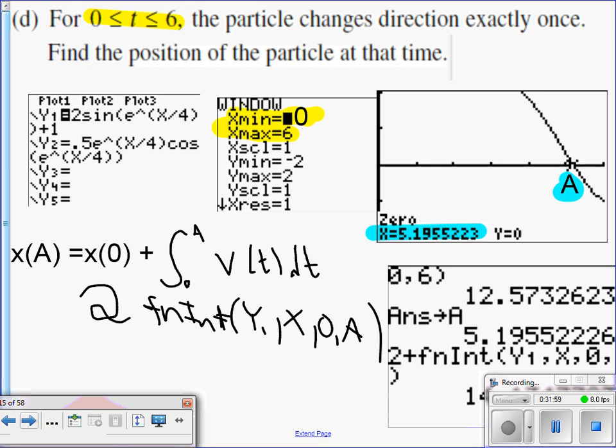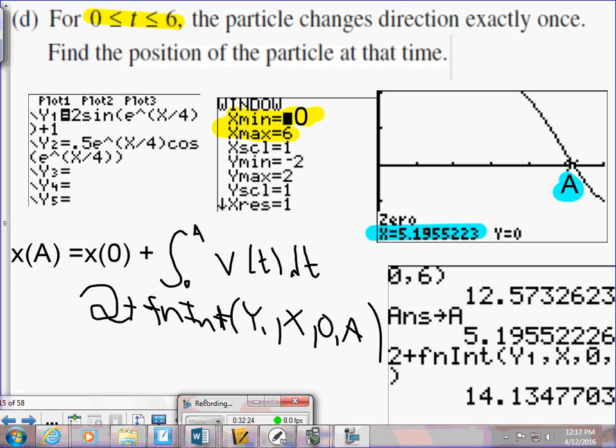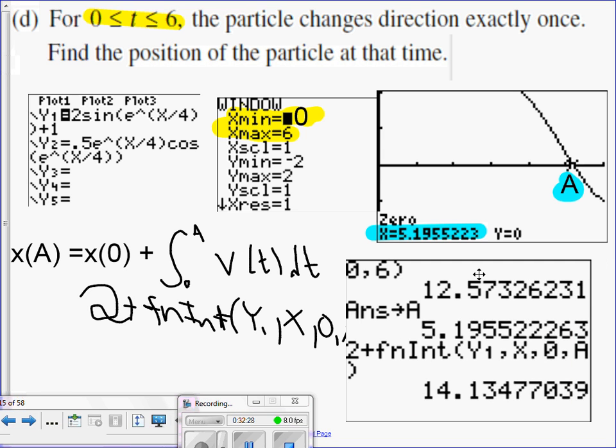So they want you to find the position at time A. They gave us earlier in the problem the position at time 0 is 2. So we take the position at time 0 plus the change in position by integrating the velocity, because that's the derivative, from 0 to A. In my calculator, all I have to do is 2 plus math 9 of y1, comma x, comma 0, comma A. It got cut off a little bit. And then that'll give you the 14.13, whatever.